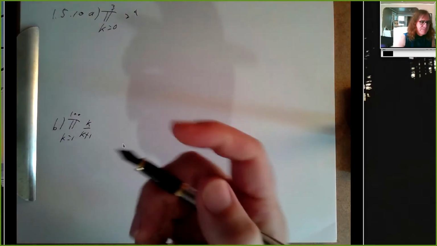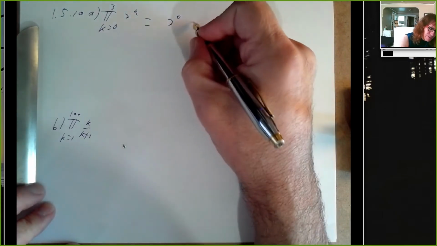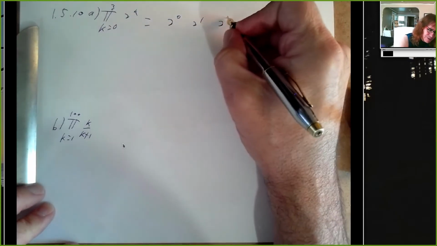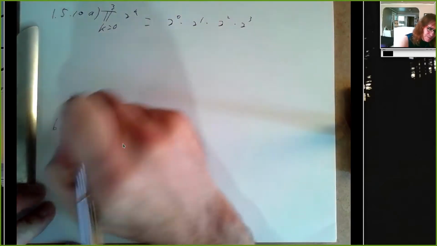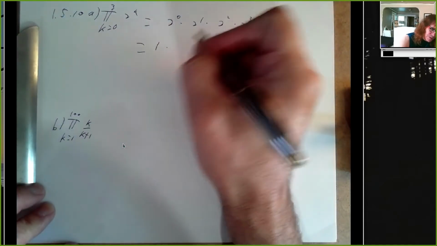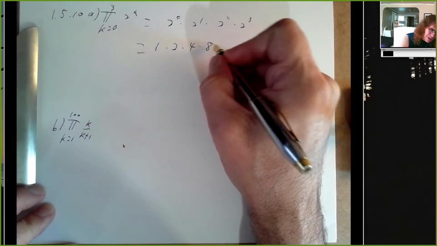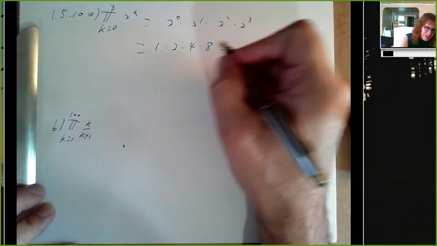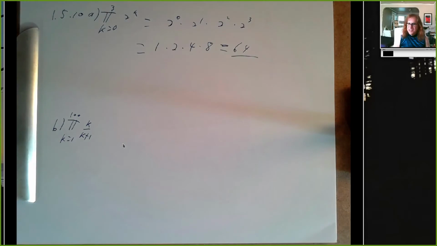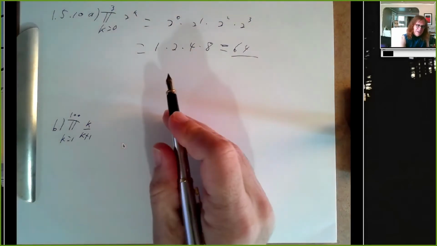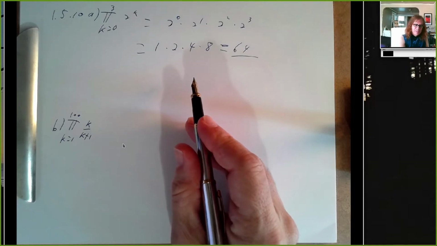Alright, so the first one is a plug and chug, right? k equals 0, that's 2 to the 0, k equals 1 is 2 to the 1, k equals 2 is 2 squared, k equals 3 is 2 cubed. Multiply them together. 2 to the 0 is 1, 2 to the 1 is 2, 2 to the 2 is 4, 2 to the 3 is 8, 1 times 2 times 4 times 8 is 64. I had, I think, 3 students who all got this far and then added them up instead of multiplying them and got 15.